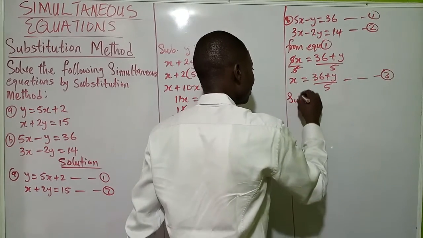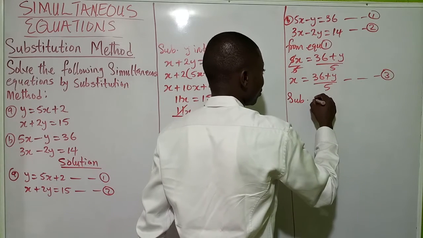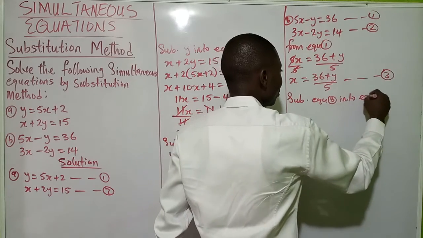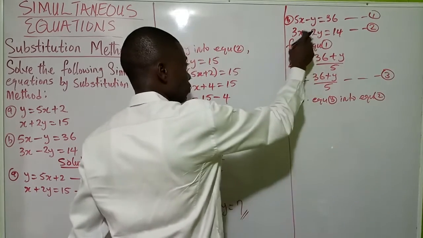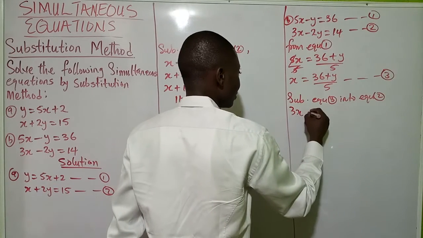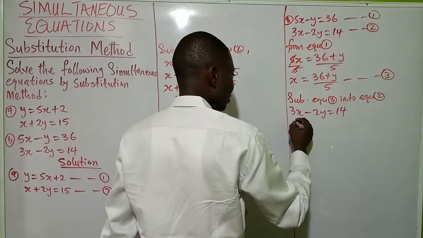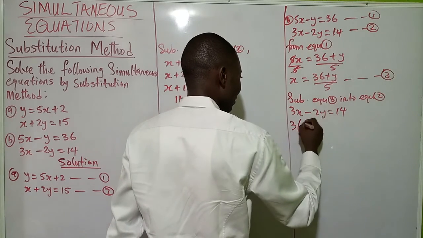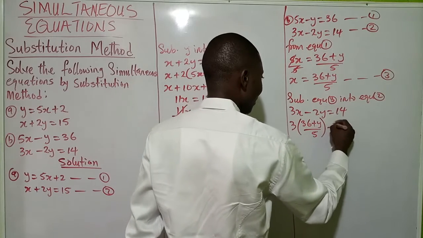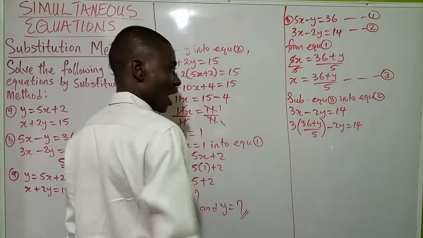So substitute equation 3 into equation 2. That means that in equation 2, anywhere I see x, I'm going to replace it with this. That is 3x minus 2y equals 14. So this is x: 3 open bracket 36 plus y over 5, close bracket, minus 2y equals 14. So you're going to use this to multiply everything you are having there.